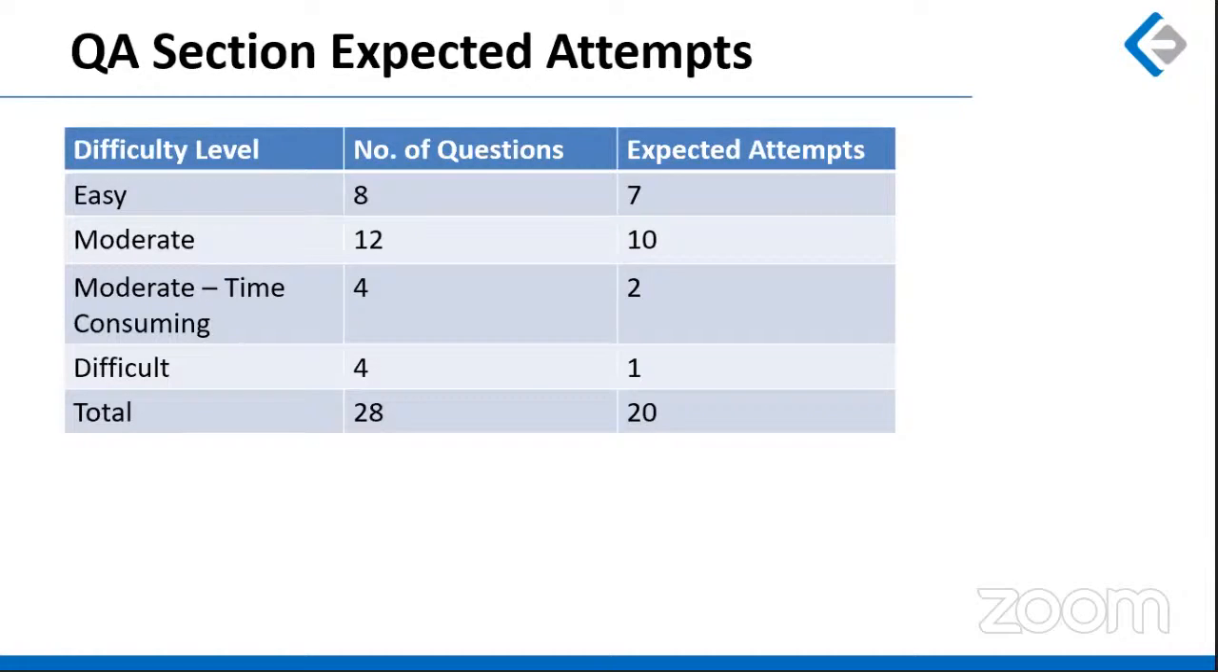Moderate but time consuming, again, if you can correct the logic of those questions like t is equal to under root of ab and the other questions, you can solve around 1 or 2 questions from here. And again, from 4 difficult questions, we expect you to solve one. So out of a total of 28 questions, we think that 20 are doable.